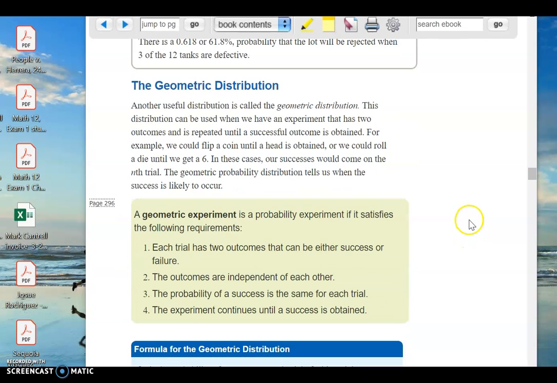All right. The next topic is the geometric distribution, kind of an easy one, really. This is where you have an experiment with 2 outcomes, and it's repeated until you get a successful outcome. So you flip a coin. I'm going to flip this coin until I get a head. I'm going to play Russian roulette, and I'm going to keep playing until I blow my brains out. That's getting the success, okay? You can roll a die until we get a 6.